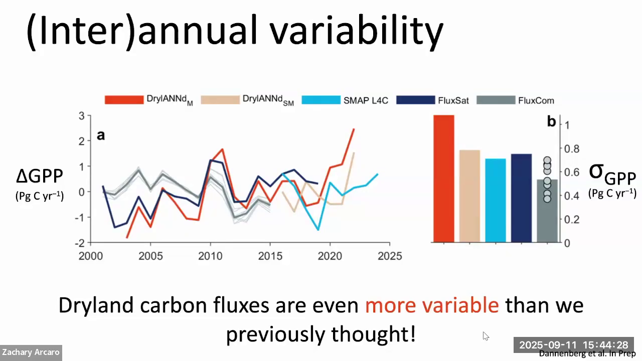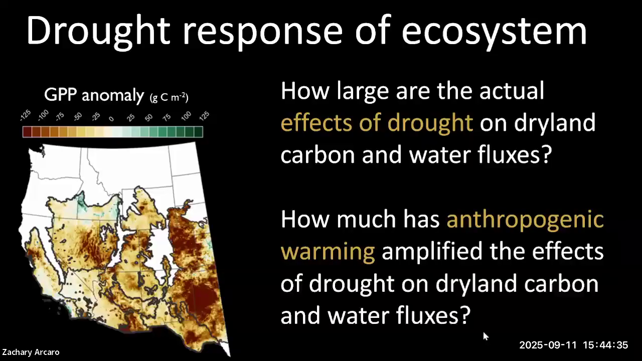And so we think that means that drylands are even more variable than we already thought they were, based on the approach that we're using. The next thing that we're working on is figuring out what this means for dryland responses to extreme events like drought, and how much we were underestimating the drought responses of primary production. So these are the next places that we're going with this, figuring out how large the actual effects of drought on dryland ecosystem processes are.